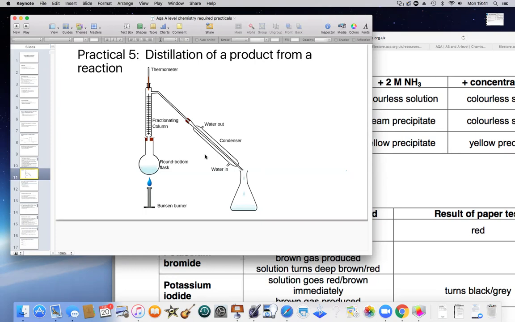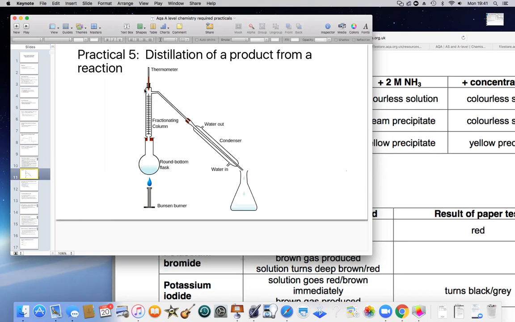Now, if you are collecting very volatile compounds, then your collection vessel will also need to be cooled in some way. A good example would be collecting, say, ethanol, which has a boiling point in the 20s Celsius. So there's a danger that it could evaporate once it's collected. If you use a cooled collection vessel, then that problem won't arise. Quick word on the fractionating column.